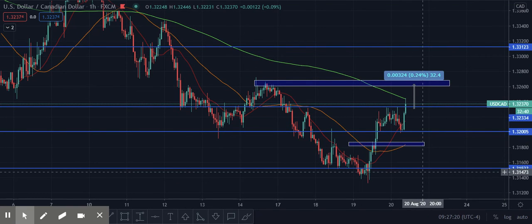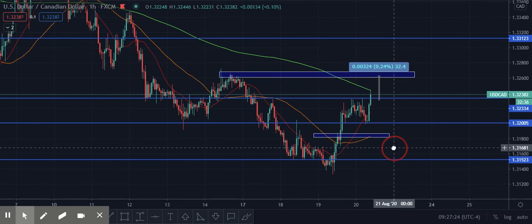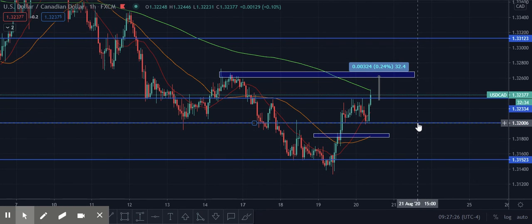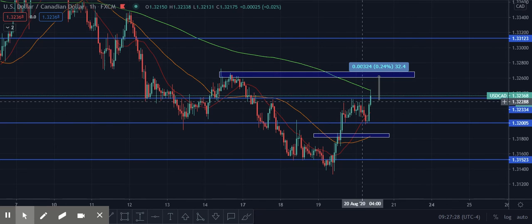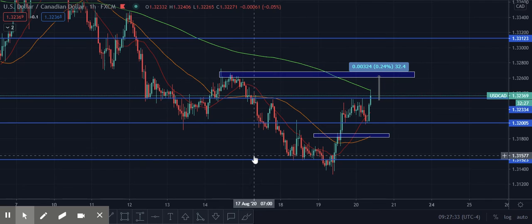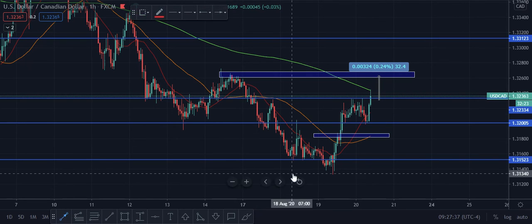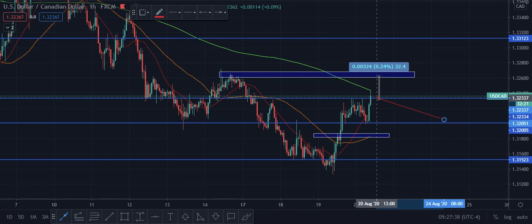It's August 20th. So we're just going over a couple of charts. So we're on the US dollar, Canadian dollar. We're on a 1 hour chart. Price just broke out of this flat pattern. So we're going to be looking for a retest, which we look like we're about to get.